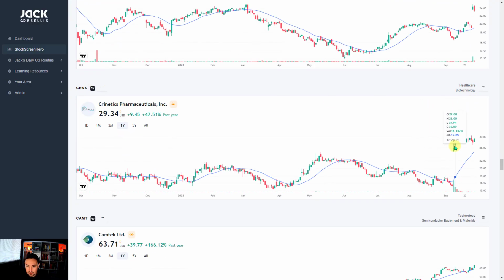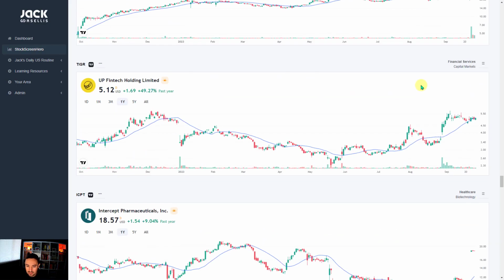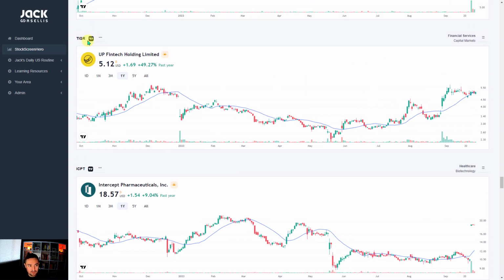CRNX. Okay, this is interesting. Really big move coming through here. Now looks like it's starting to build a base under $30. Might like the 10-day EMA or the 21 to catch up a little bit, but this is one that I definitely want to have on the radar, so I can just tag it like that. I'll keep going down as I know there's another interesting couple.